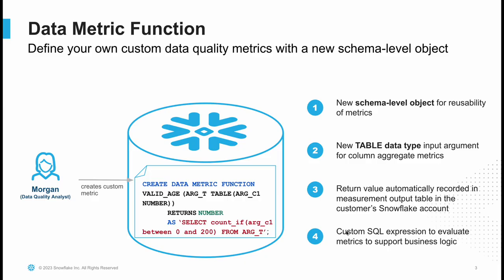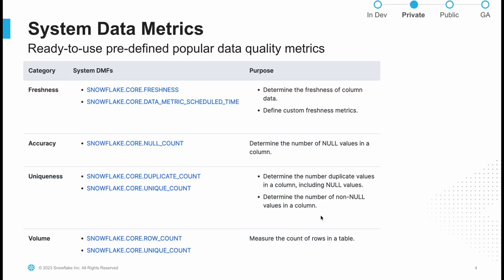So what is a data metric function? We talked about it being a schema level object. It has a new table data type for input argument for column aggregate metrics. So we can see here, you can programmatically set up your new data metric function. This is going to return that value that I talked about to that Snowflake table. Some of the metrics that we have, and we're adding to these constantly, are in the areas of freshness, accuracy, uniqueness, volume. We also are going to be adding things like outliers and abnormality type of DMFs that will take a look for those outliers.